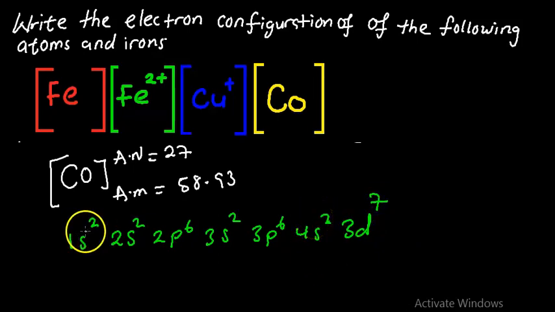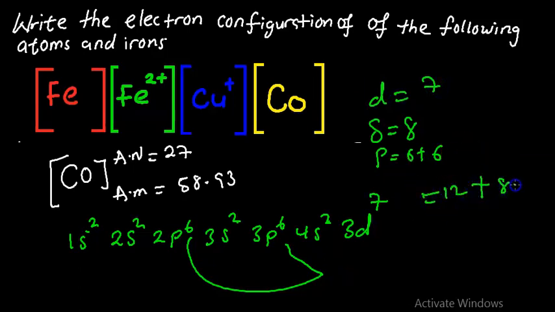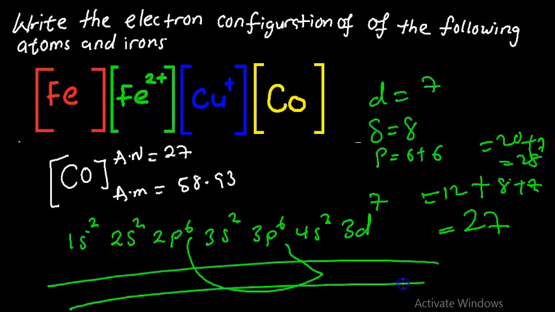Okay, this is 2. Since it's s, this is going to be 2, 4, 6, 8. Therefore, all s is 8. We are going to be left with p. P is simply going to be 6 plus 6, which is simply going to be 12. And the last one is simply going to be 7. If you add 12 plus 8 plus 7, which is simply going to be 27, because 12 plus 8 is simply going to be 20, plus 7 is simply going to be 27. And this is it for this problem. Our electronic configuration for cobalt is perfectly correct.